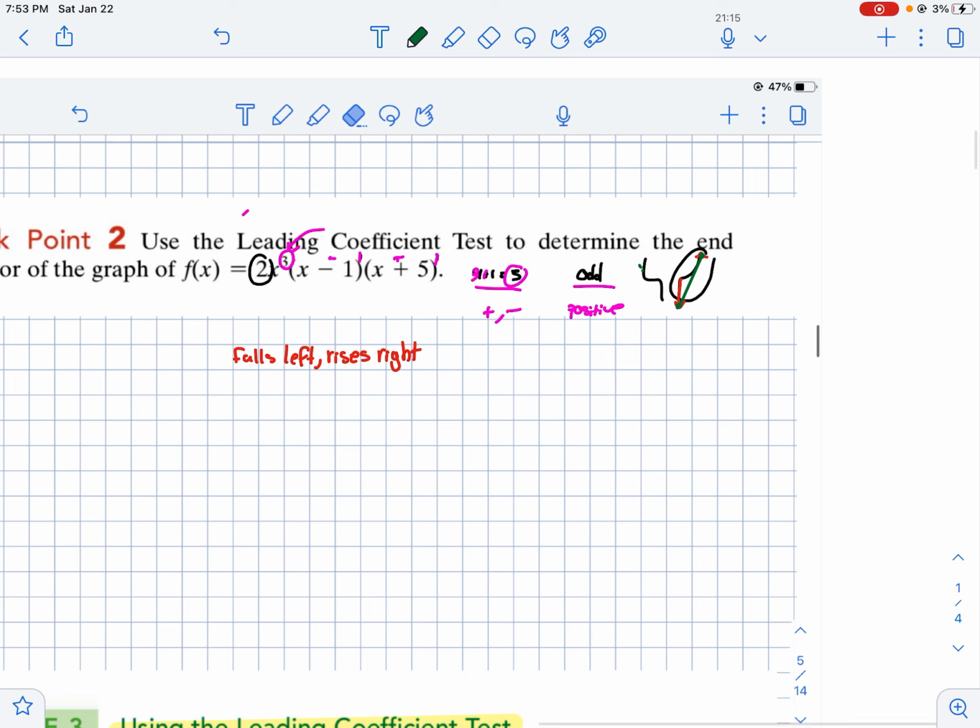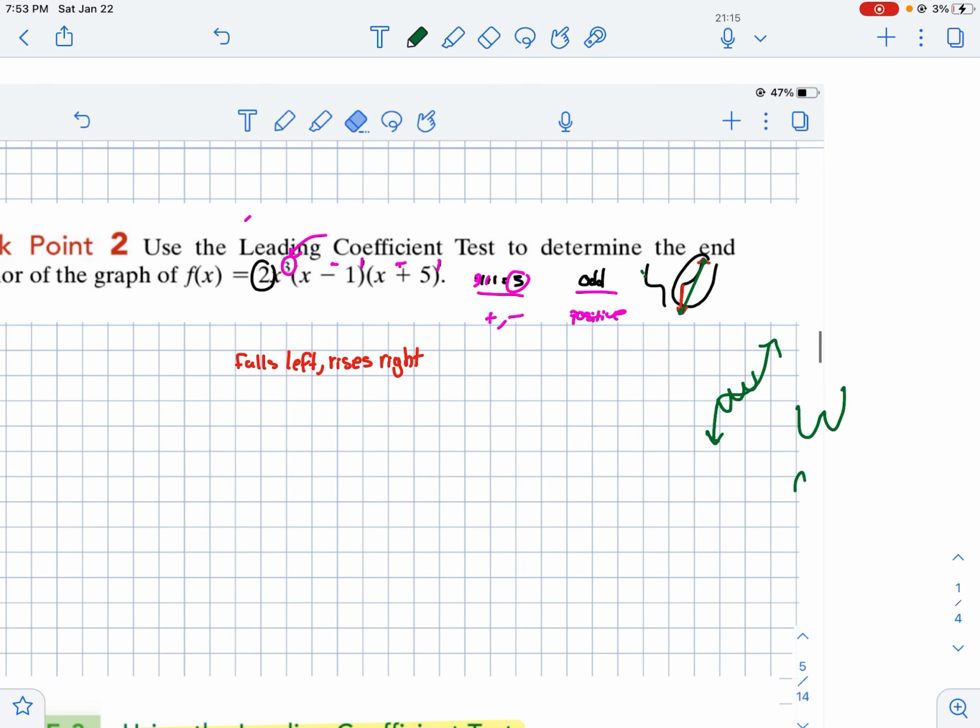So that means your graph at the end of it, if we ever graphed this, which we're not in this situation, it's going to look something like this. This often changes, but at the end of it all, one side is going to be odd. It's not going to be 2 things facing up or 2 things facing down. And it's always going to fall left, rise right.